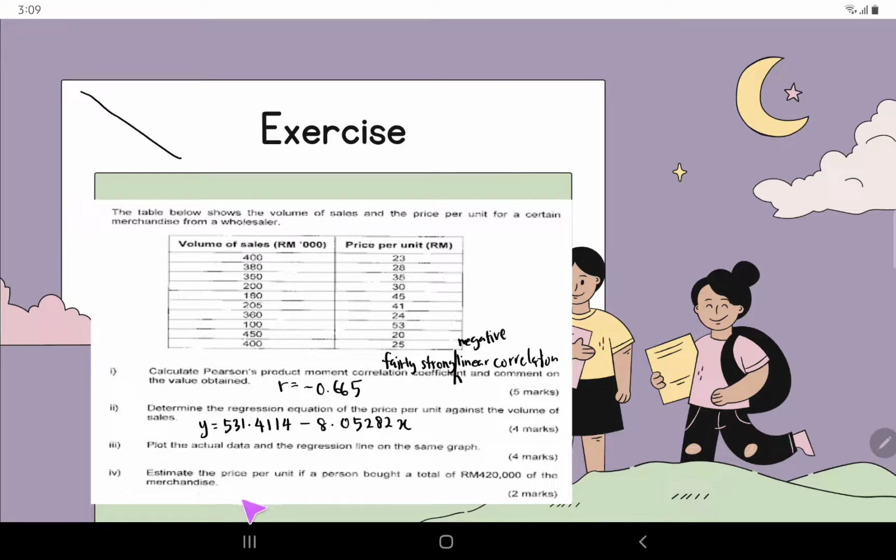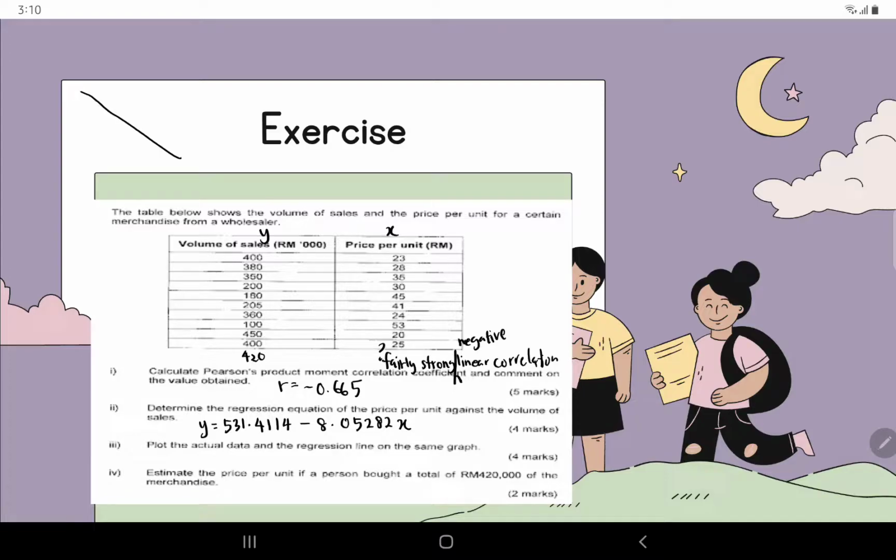Number 4, estimate the price per unit if a person bought a total of 420,000 of the merchandise. So maksudnya dia tanya kalau dekat sini 420, dekat sini berapa dia punya price per unit. So tadi kita punya price per unit adalah X, ini kita punya Y. X ni adalah independent variable. Ini adalah dependent variable. Ini yang you all kena decide betul-betul, yang mana X mana Y. Kalau X dengan Y terbalik, nanti dalam soalan ni semua jawapan dia salah.